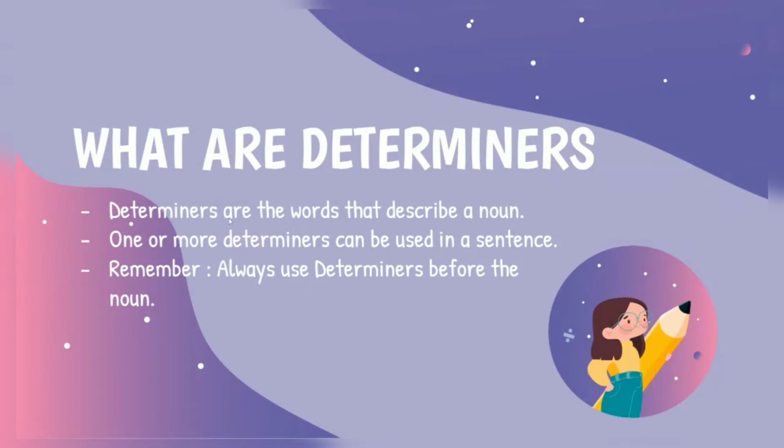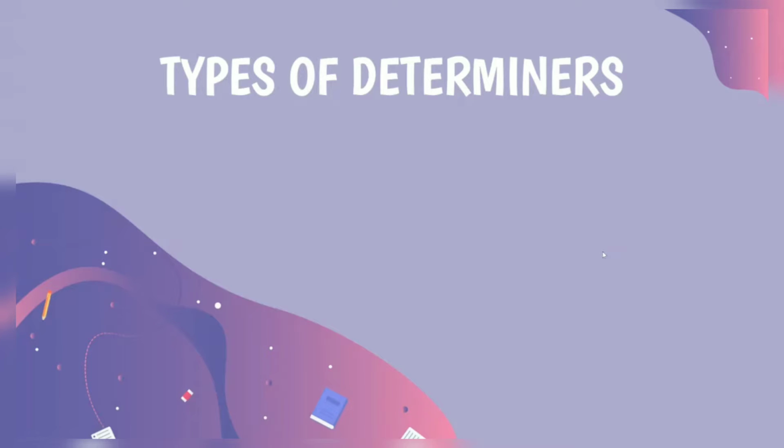First, what are determiners? Determiners are the words that describe a noun. One or more determiners can be used in a sentence. But remember, always and always, determiners are to be used before the noun. Otherwise, they are not determiners.